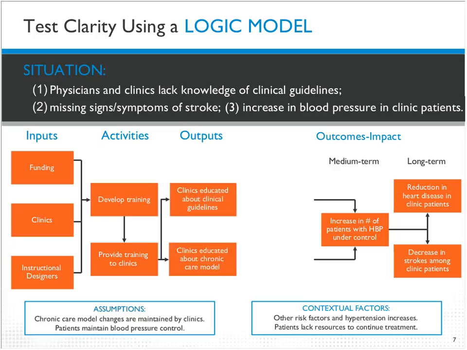And then the outputs. So the outputs are just a result of the activities. So think of things like products or deliverables. These would be things that are measurable, tangible, and really just direct products or results of the activities. What we would expect as far as outputs would be that the clinics are educated about the clinical guidelines, and they also are educated on the chronic care model. So those would be some of those products or deliverables as a result of the activities that were created.